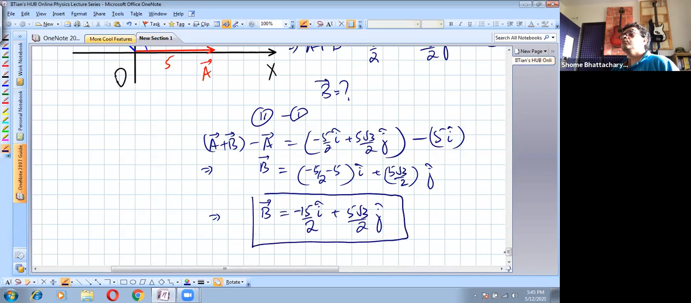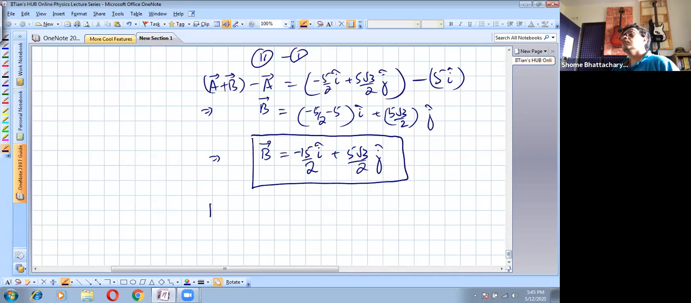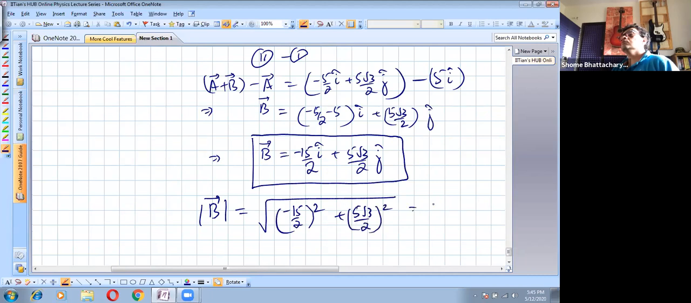So now I wanted to find out the magnitude of vector B. So it is just the square root of the x component squared plus the y component squared. The minus sign doesn't matter, as you know by now. So that is the square root of 225 by 4 plus 75 by 4. When you work this out, this will come out to be 5.